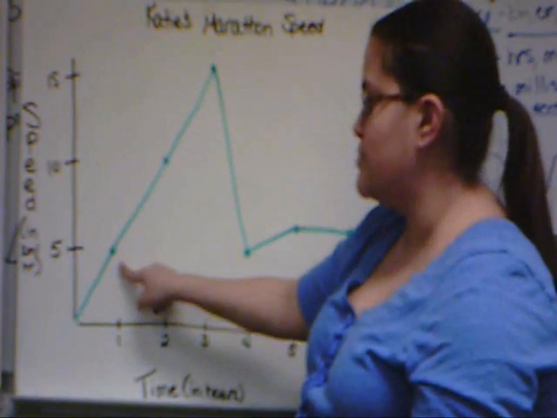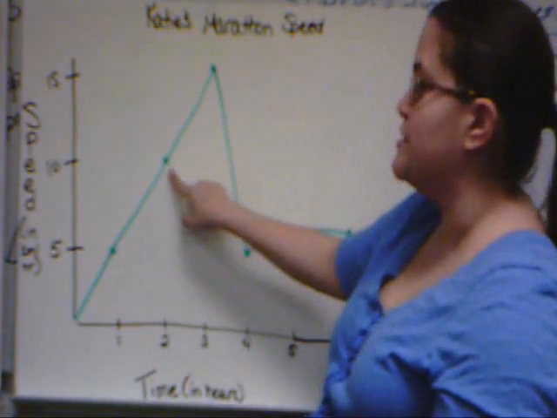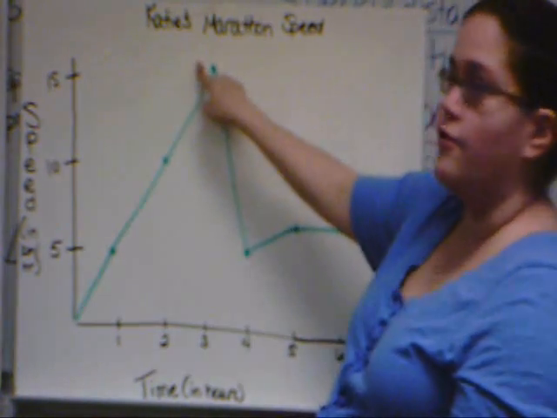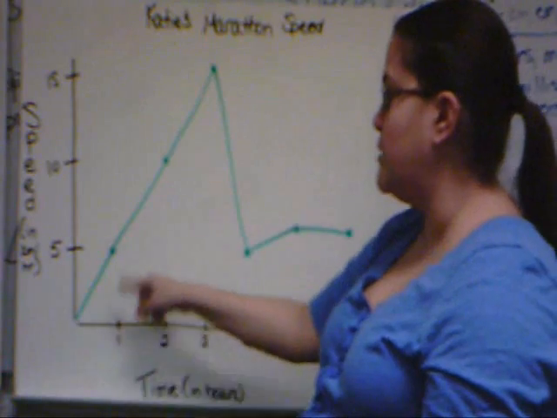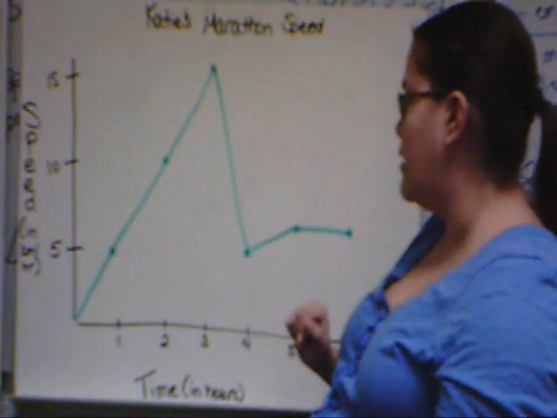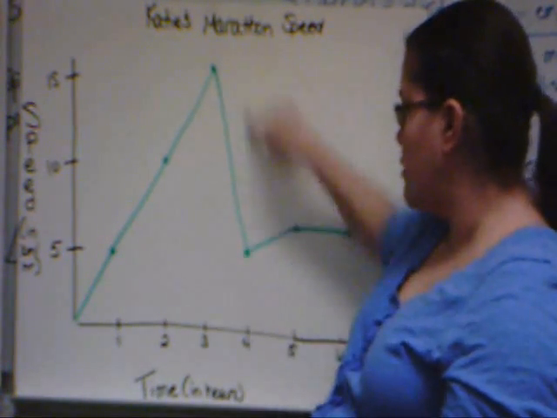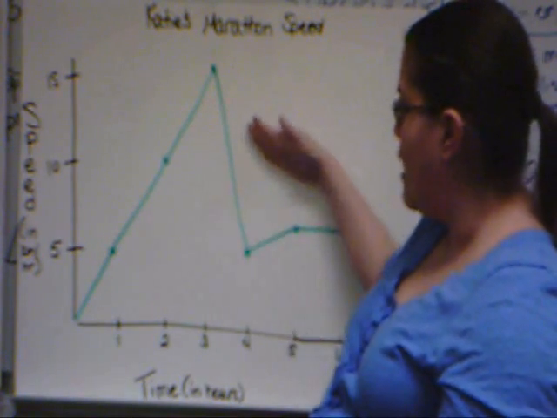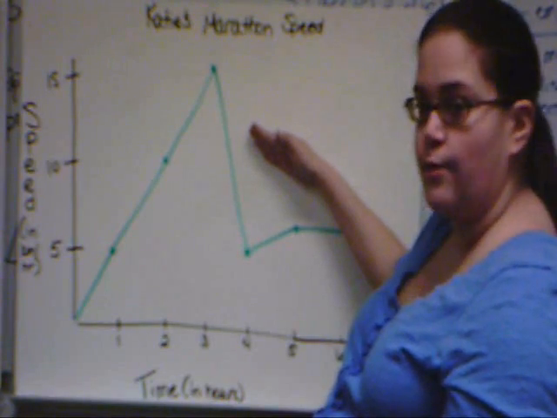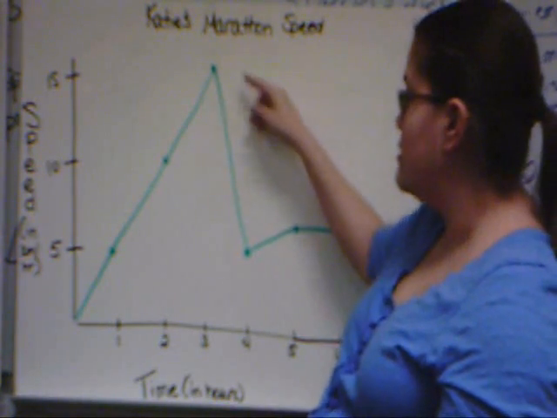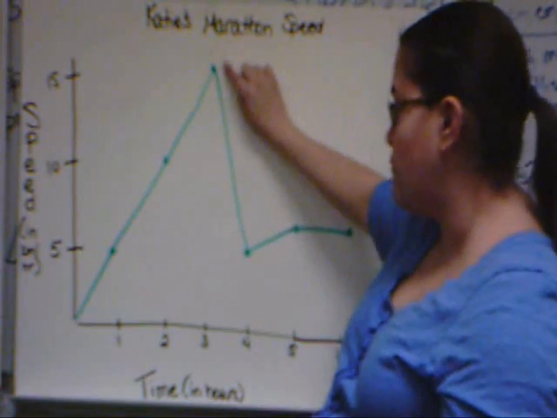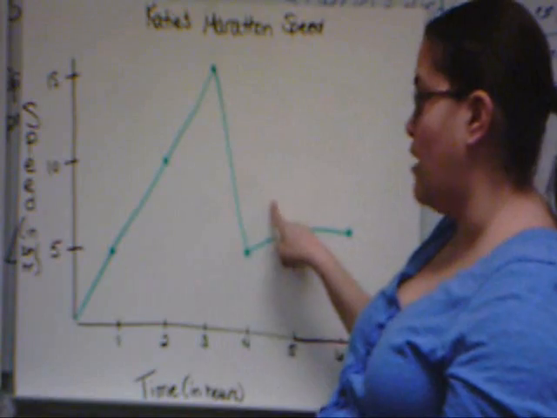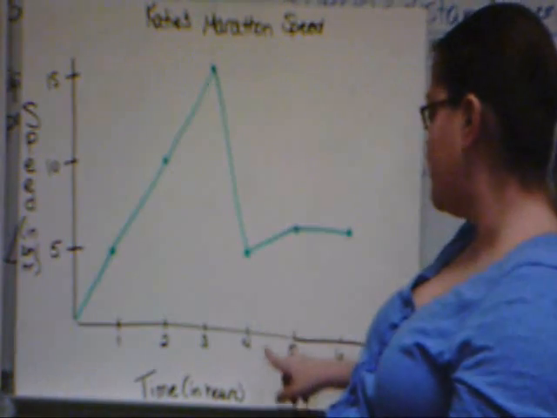Okay, from 0 to 1, it was 5 kilometers per hour. From 1 to 2 hours, she increased her speed by another 5 kilometers per hour. And then from 2 to 3, she increased her speed by another 5 kilometers per hour. Okay, so she's speeding up, speeding up, speeding up the entire way. From hours 3 to 4, she slows way down. So see, look how steep that angle is. If there was a flatter line, that would mean she was slowing down, just not as much. So from 3 to 4 hours, she was going 15 kilometers per hour, and now she's back down going 5 kilometers per hour. So she's slowed down a lot in this 1 hour.